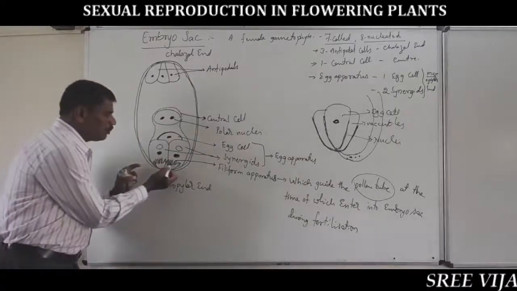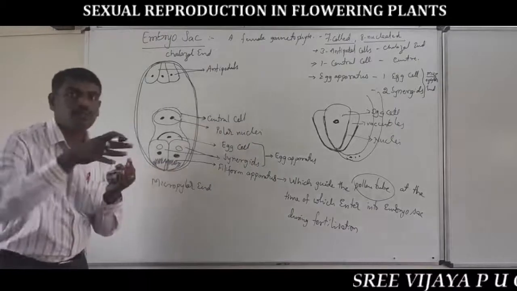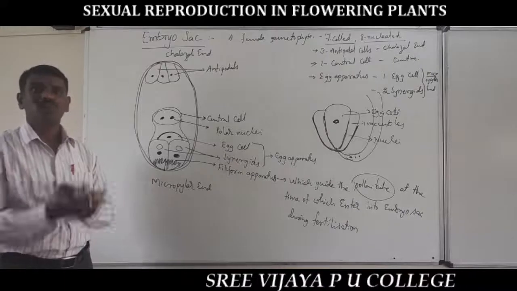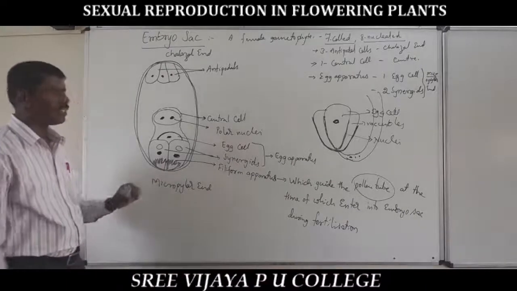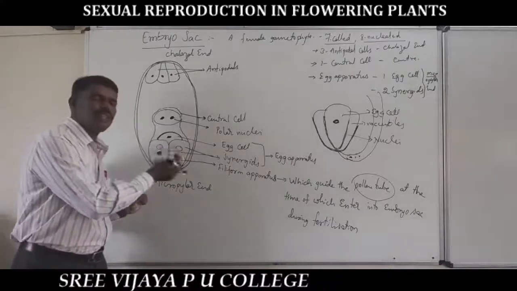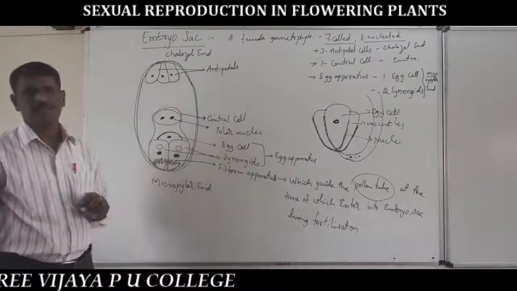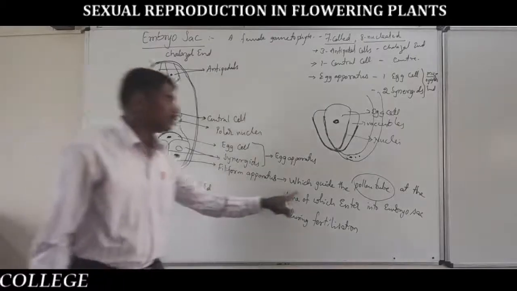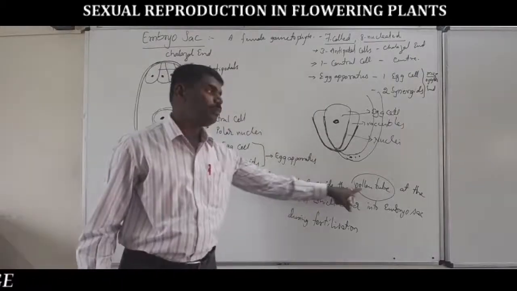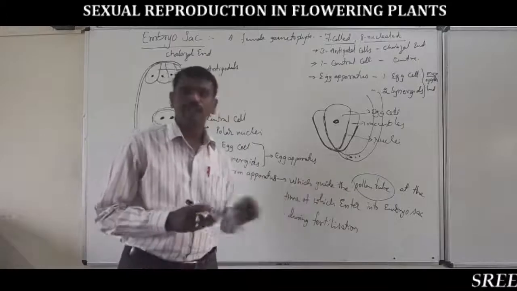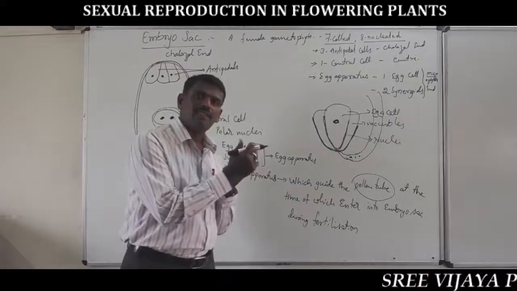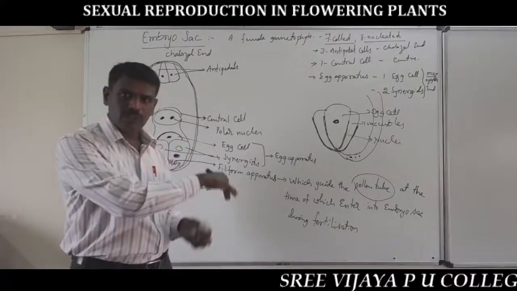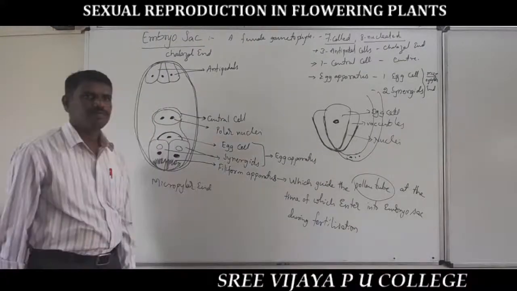So these filiform apparatus which show the path, which guide the pollen tube, where it is easily entered into the synergid, where it is easily entered into the embryo sac. As these filiform apparatus help the pollen tube, showing the path to enter the embryo sac, it helps like a guide.